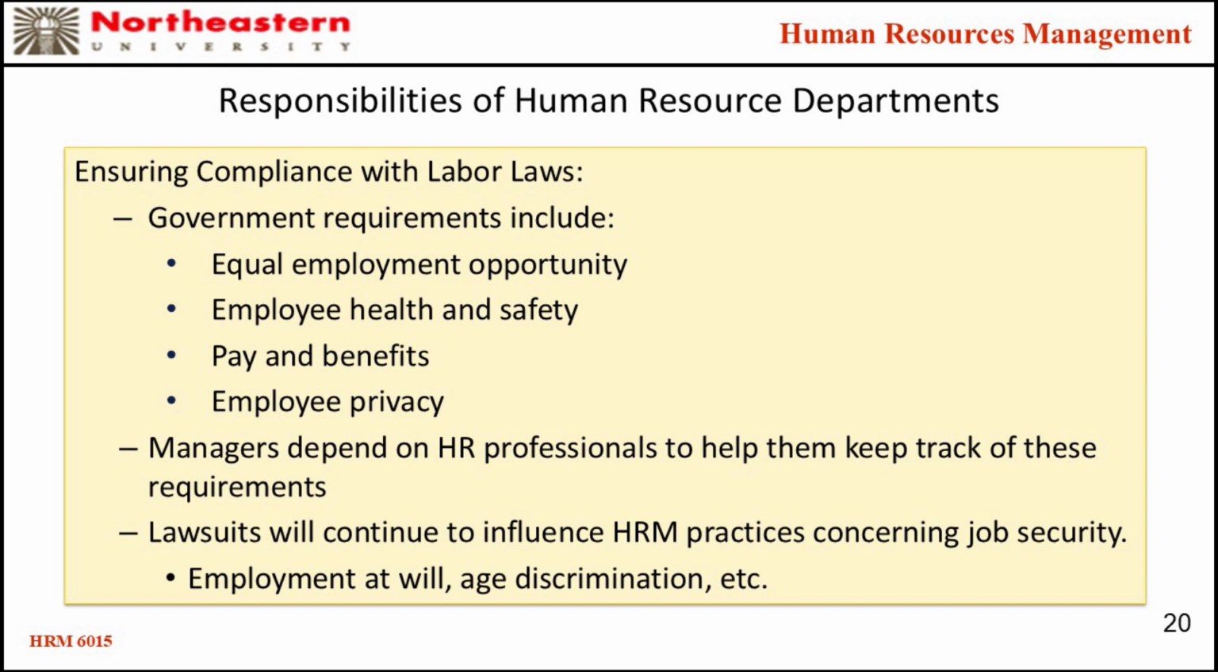So some of the things that we'll look at, and there is a chapter that will get into this again. This is more of an introductory chapter, but we will be talking about this in greater detail. There are requirements for equal employment opportunity. There are things related to organizations' health and safety for employees, pay and benefits, employee privacy. Managers depend on HR staff to be able to keep track of all of these requirements, to be aware of them, and to be able to process them if things arise that need to be addressed.